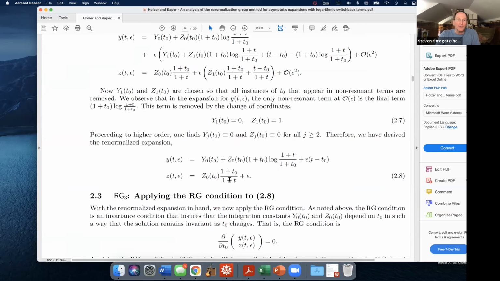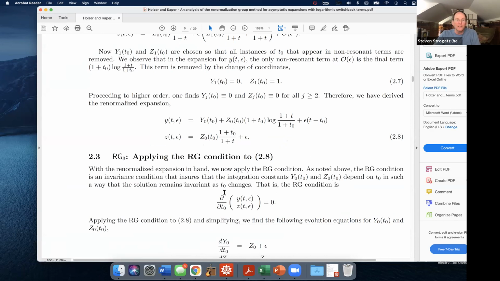And finally, they can apply the renormalization or envelope condition, the d with respect to t0 equals 0 condition, which, like I say, in the literature is the most baffling condition. Kunihiro, we saw, thinks of it as an envelope condition. These authors say it a different way. They regard it as an invariance condition. They put it this way: the integration constants depend on t0 in such a way that the solution itself remains invariant as t0 changes. Maybe you like that way of saying it.